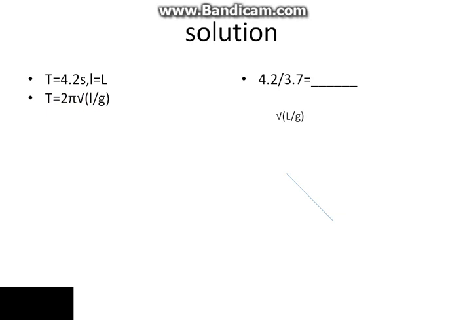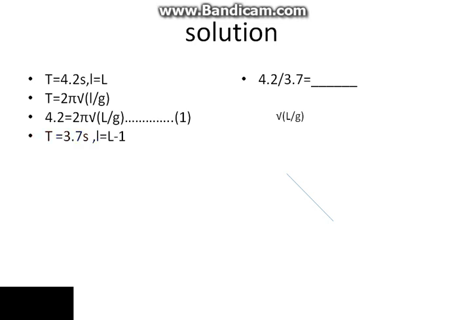The formula for the period is equal to 2π√(L over g). Then replacing the unknown values, we have 4.2, which is our period, equals 2π√(L over g). This will now become our equation 1.